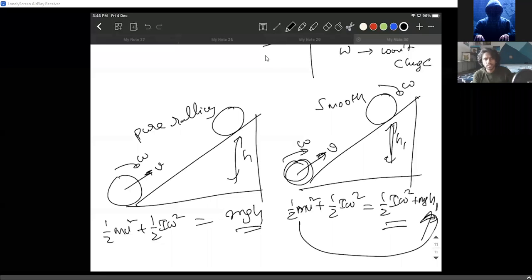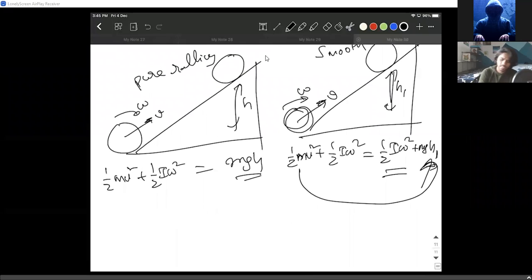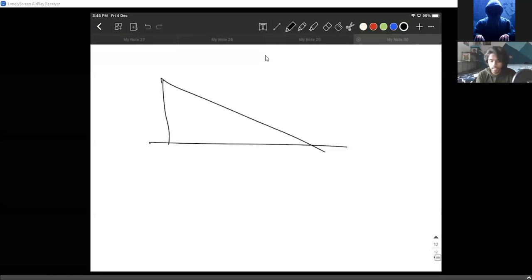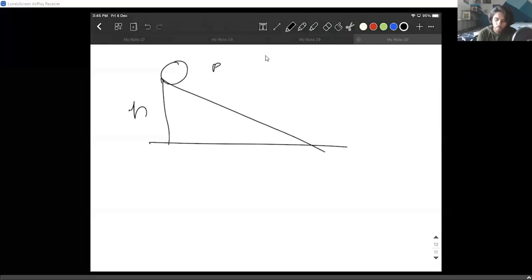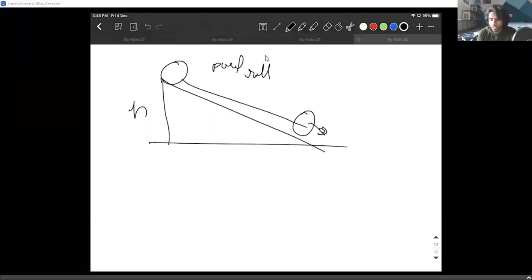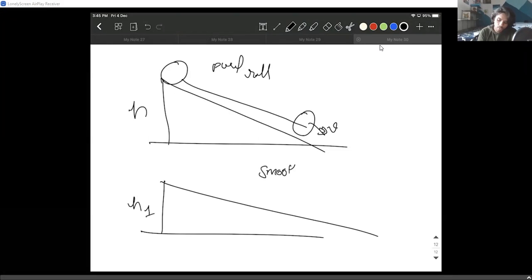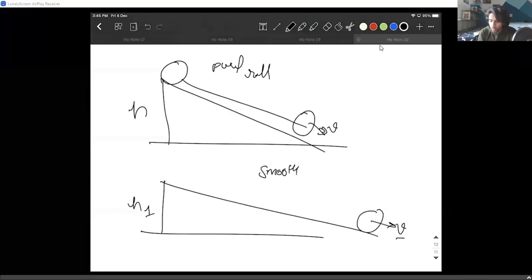And one or two persons asked a similar doubt. Some person asked a question, and he didn't understand the question at all. I don't know why. He says from height h in pure rolling, it gained a velocity v. So the question goes like, from what height h1, if it is a smooth surface, if it has to get to v only, what must be the height?